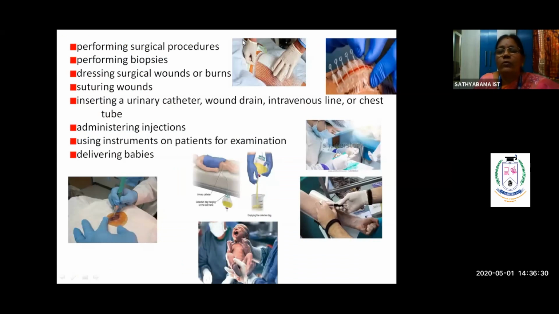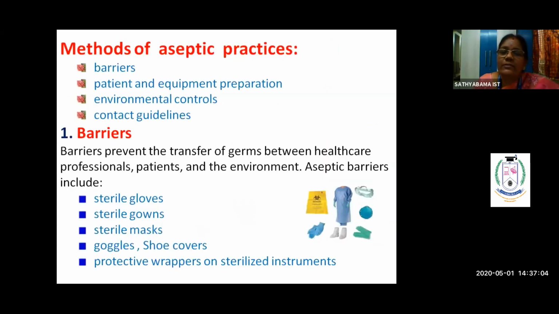Where all do we follow these aseptic techniques in hospital? While performing surgical procedures, taking a biopsy, dressing surgical wounds or burns, suturing wounds, inserting a catheter, wound drain, intravenous line or chest tube in a patient, administering an injection or drawing blood, using instruments on patients for examination, and also in deliveries, etc.